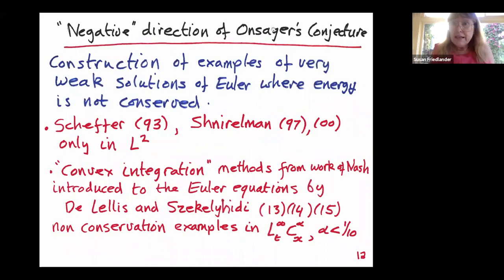Well, in terms of the negative, or at least the dissipation side of Onsager's conjecture, whether we should call that positive or negative is a matter, maybe the words negative and positive shouldn't be used. In fact, the more reasonable usage, as I think Camillo might say, is whether we're on the rigidity side or the flexibility side of Onsager's conjecture. Construction of examples of very weak solutions of Euler where energy is not conserved goes back a number of decades, with the first one being written by Vladimir Scheffer and then a little bit later by Alexander Shnirelman. But these very strange solutions are weak solutions of Euler that exist only in L^2. They have no smoothness at all.